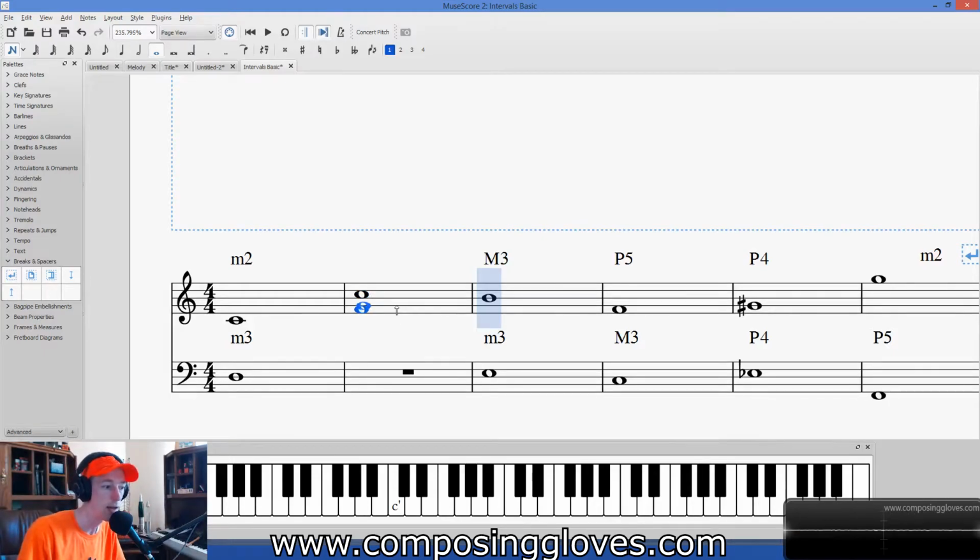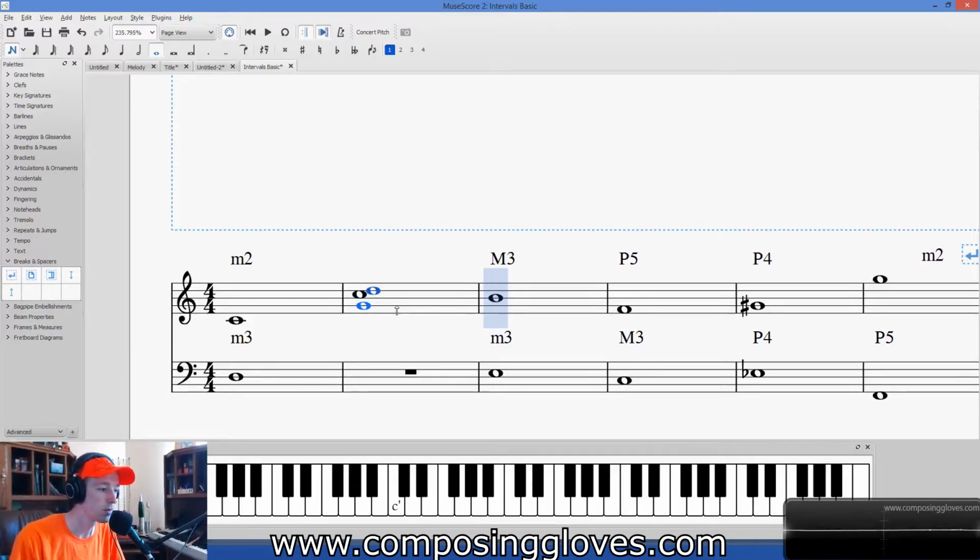Let's do a second. So let's go up to a D. Right now this is a major second because we have a whole step. That's another term you'll hear tossed around. We could talk about all these intervals in terms of whole steps.